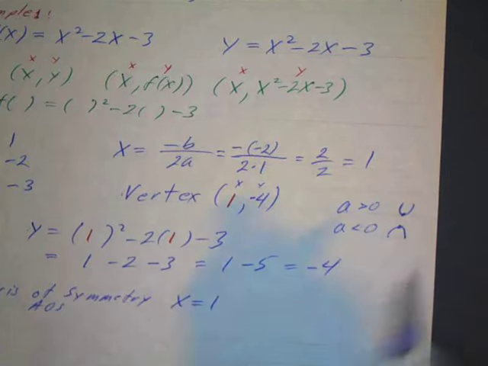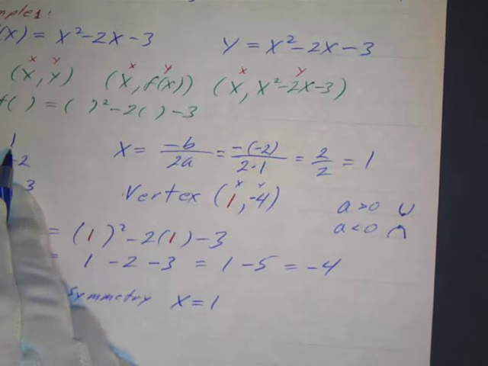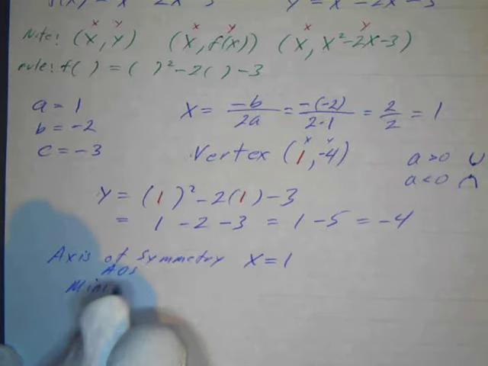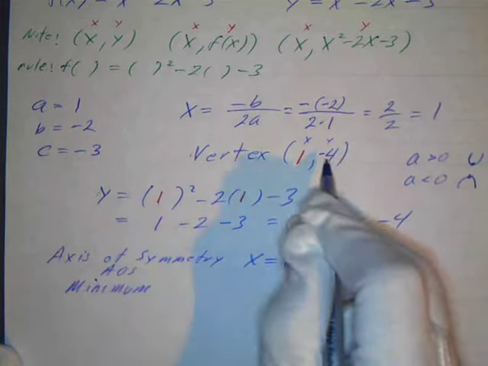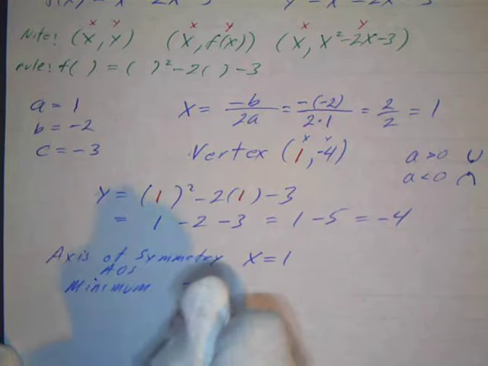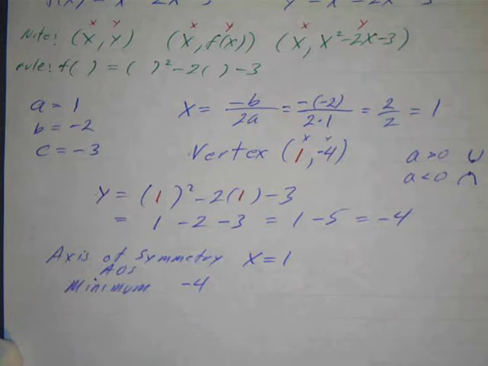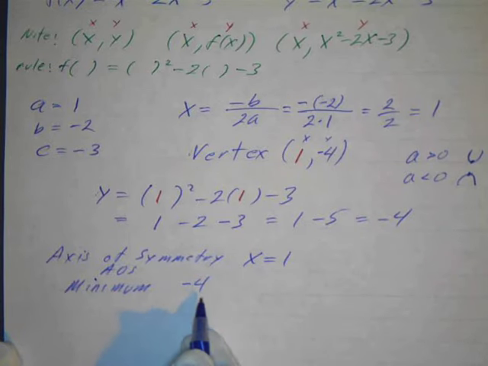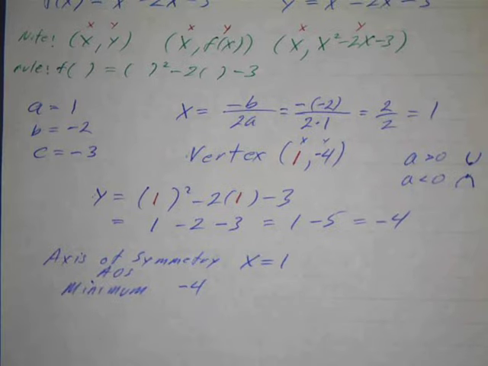So in this case, since my parabola is shaped like a U because a is positive, I have a minimum value. So my minimum, and that's just the y value, is negative 4. Now we could say y equals negative 4, but we wouldn't want to be confused with a line. The axis of symmetry is a vertical line, x equals 1, but the minimum value is just a number, negative 4. But if you said y equals negative 4, in context we would know what you're talking about.